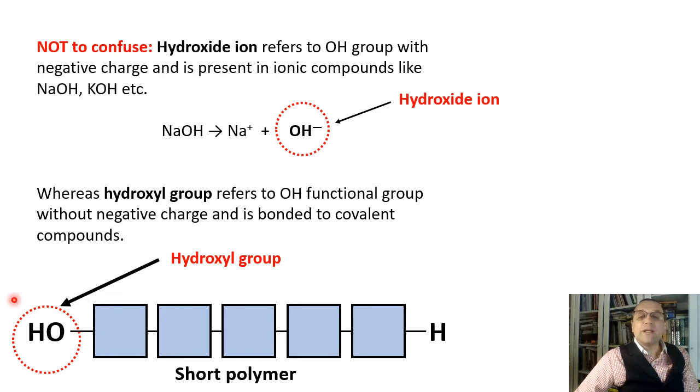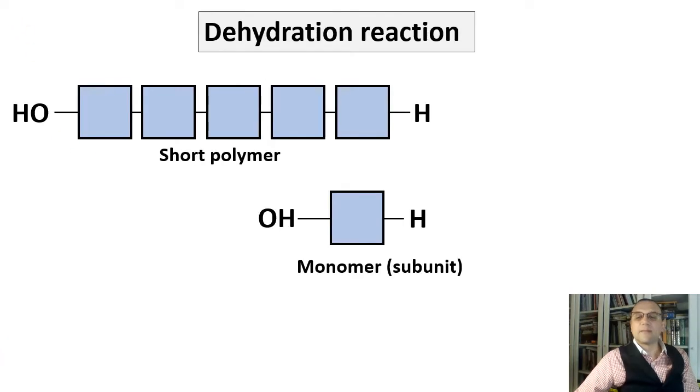And this group has a covalent bond with the compound. Here you could see OH, hydroxyl group, and these lines here represent covalent bonds. So every time you see a line, this is a covalent bond. All right, here what we have is a short polymer. Let's make this short polymer longer.